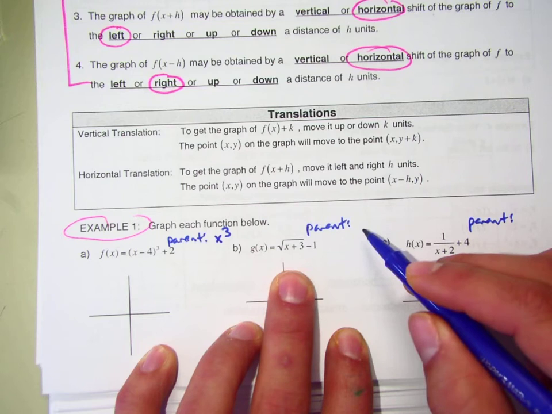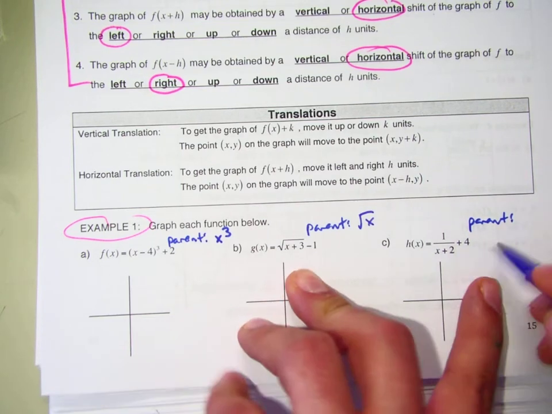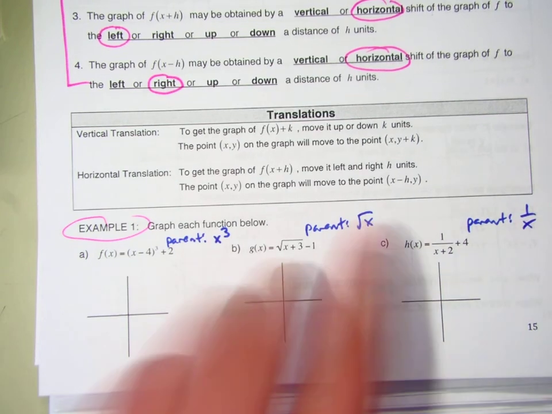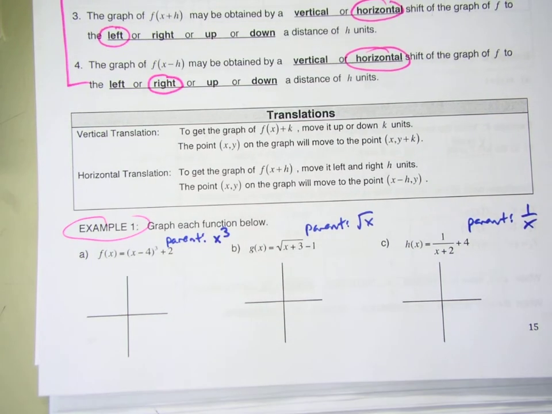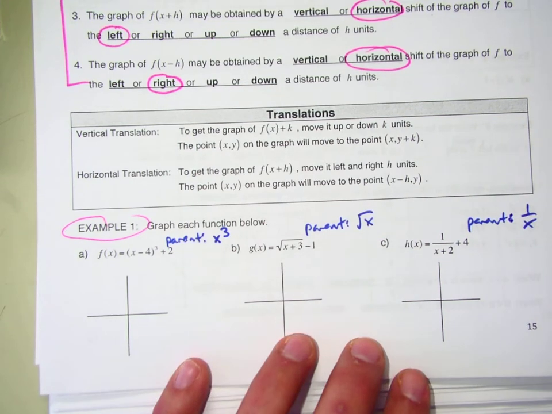What about here? Just the square root of x, then that graph. And over here it would be 1 over x. Okay? What is the word next to that? Parent, parent, parent. These are the parent graphs.